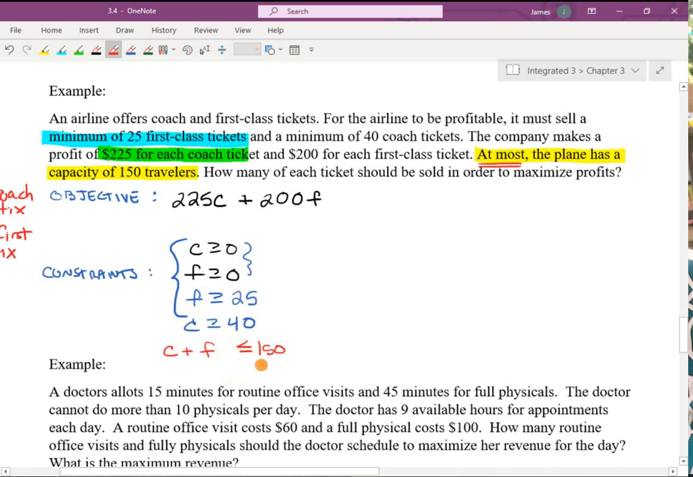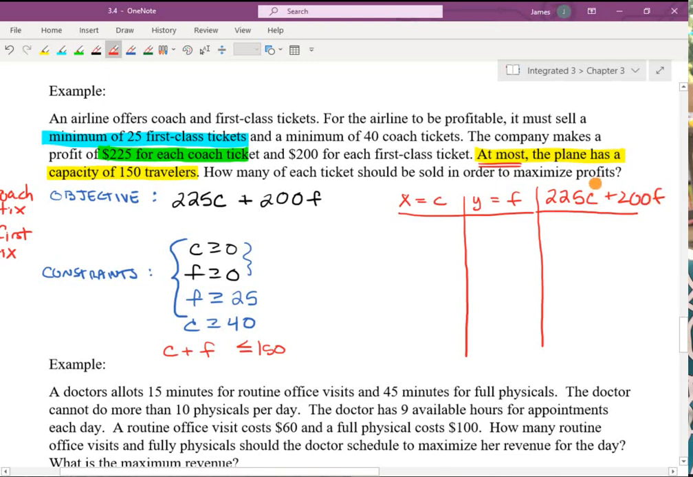Remember what we're going to do here. We're going to create a table of X's and Y's. Remember, X was our coach tickets and Y was our first class tickets. We're going to create a table of X's and Y's, and then we're going to plug those values into our objective function of 225C plus 200F, or if you want to use X and Y instead. That's what we're going to figure out: what X and Y values, or C and F values, we need to plug in there that are going to give us the most profit.